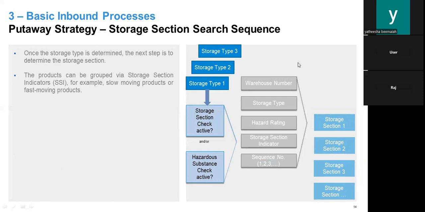So each storage type will have different storage sections. The storage section is determined based on the storage section indicator, warehouse number, and storage type. This hazardous rating is for the case of hazardous material. So if you are receiving hazardous material, then this is also one of the criteria to determine the storage section.